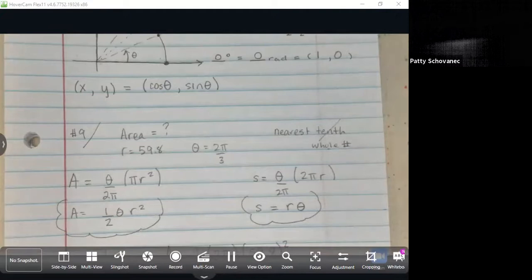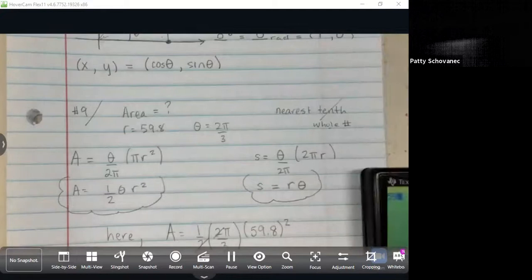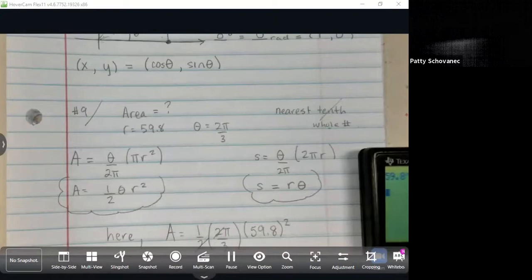I think we should get 16 out of this if I remember this problem. So let me try it. Here the halves will cancel. Let me take the 59.8 and square it. Yep. 59.8 squared. Then I'm going to multiply that by pi and divide by 3.